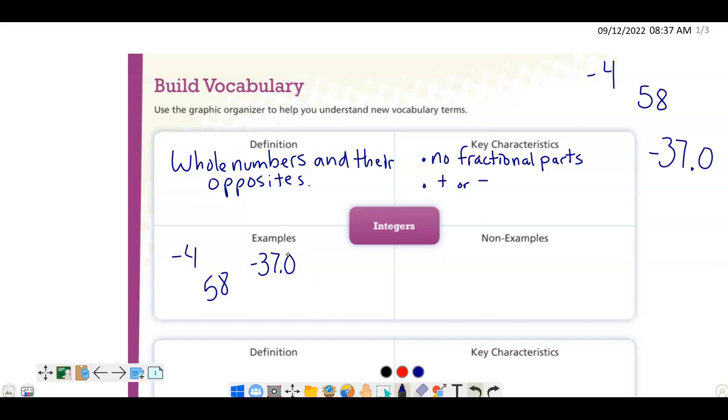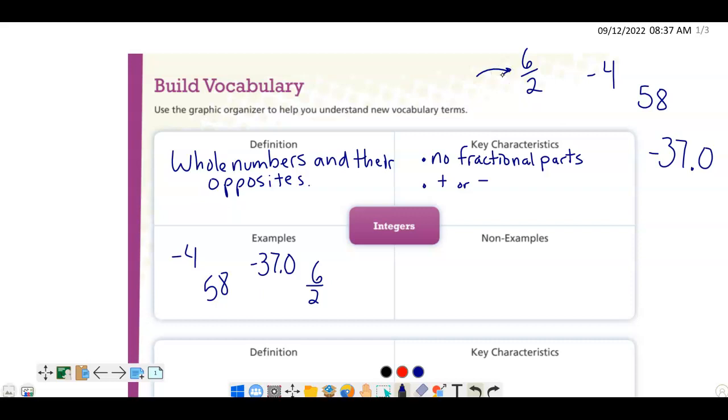How about this one? 6/2. Yes, that's an integer, because that's really a division problem. 6 divided by 2 is 3, so that equals 3. If I were to draw a number line, that number right here, 6/2, would be right on top of the 3. Let's do some more.